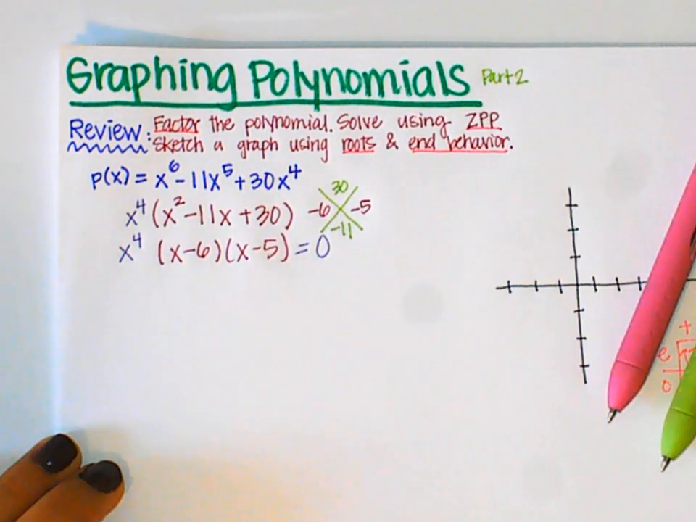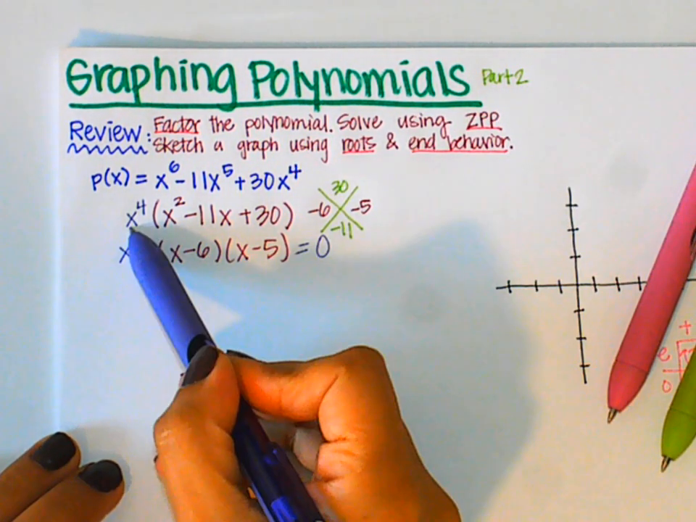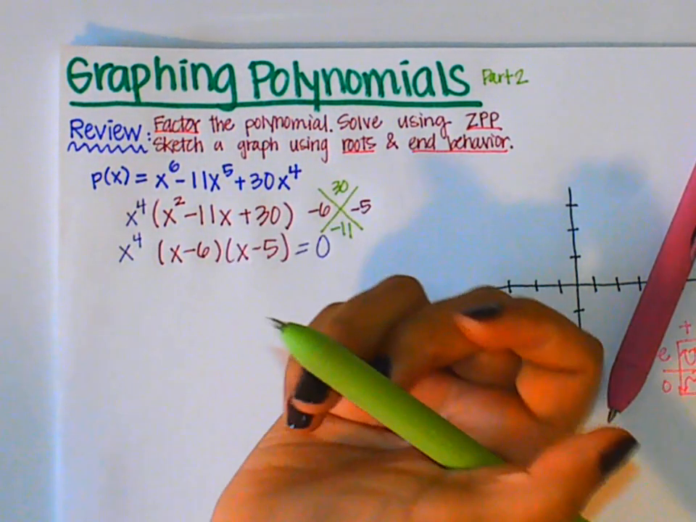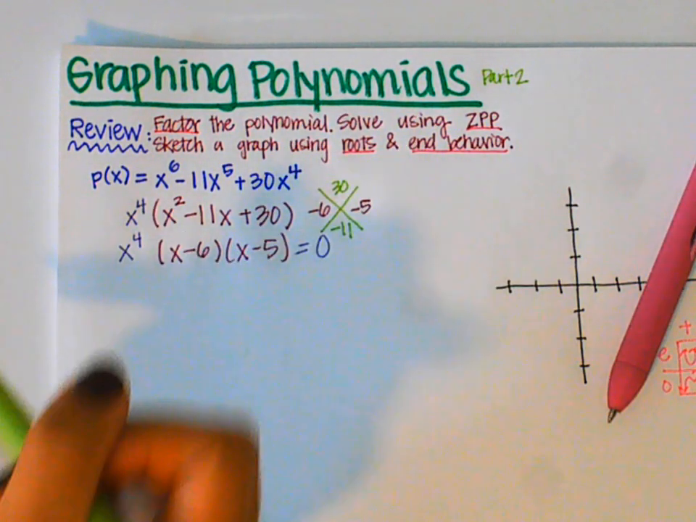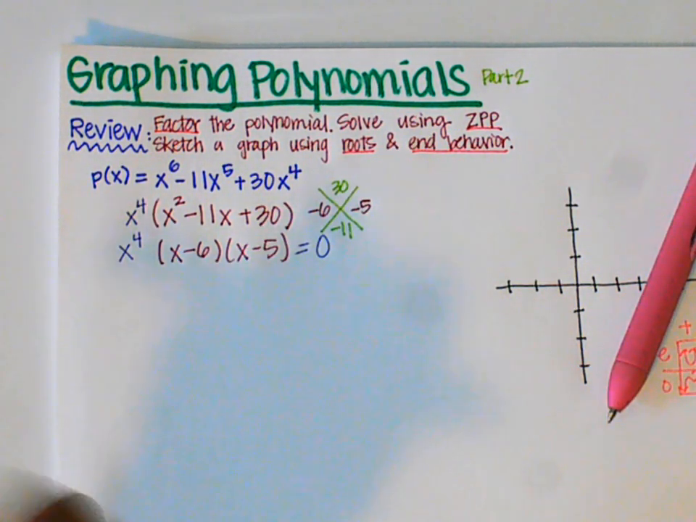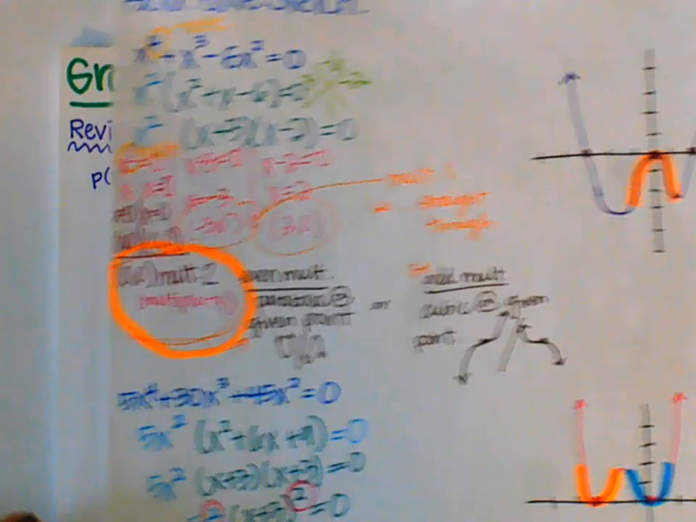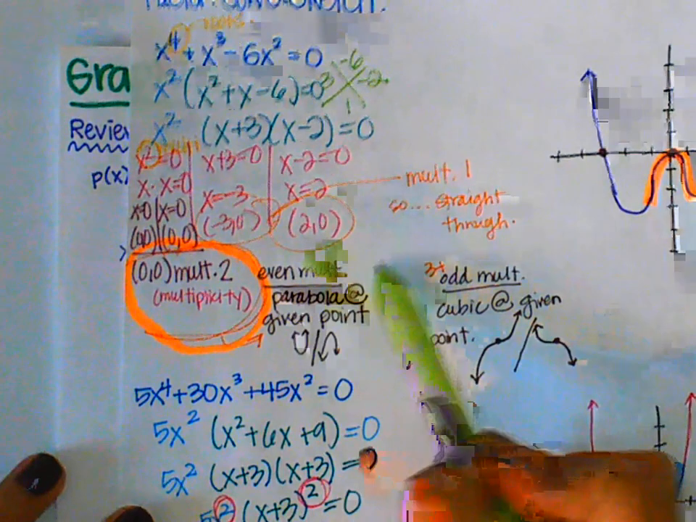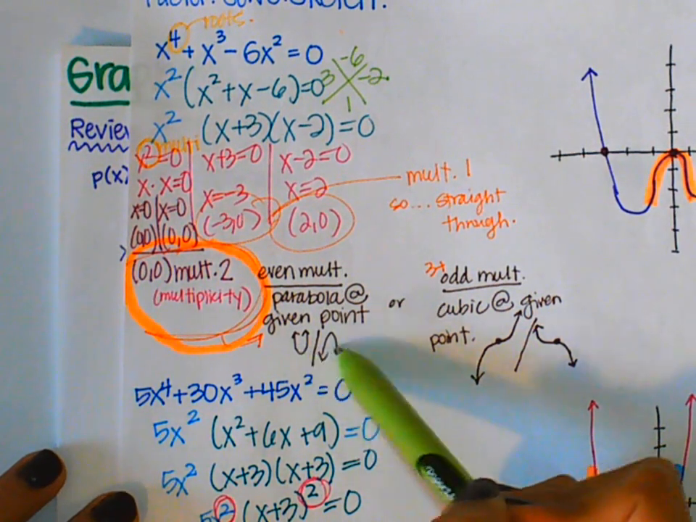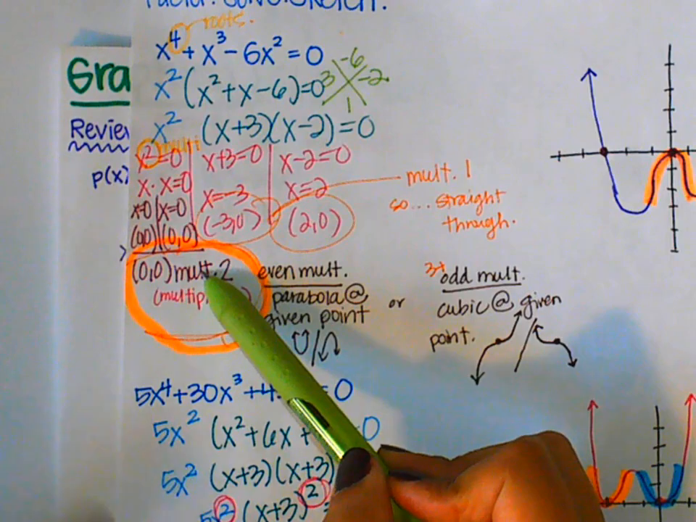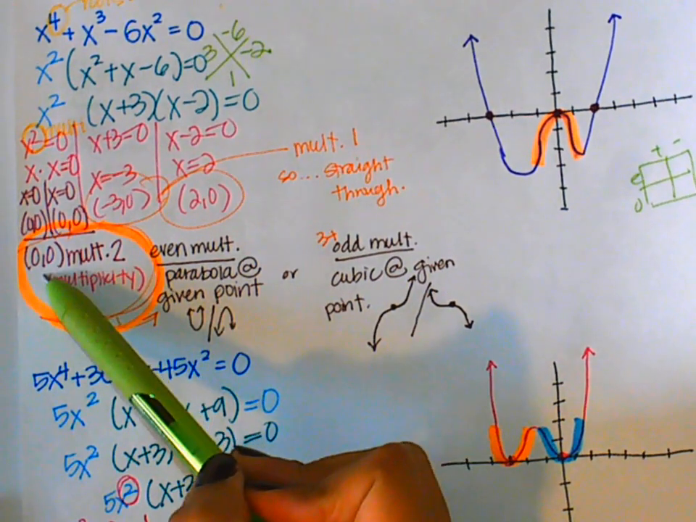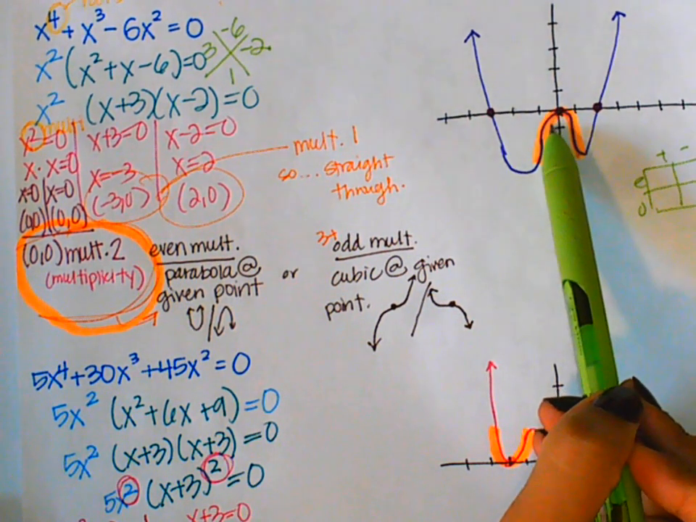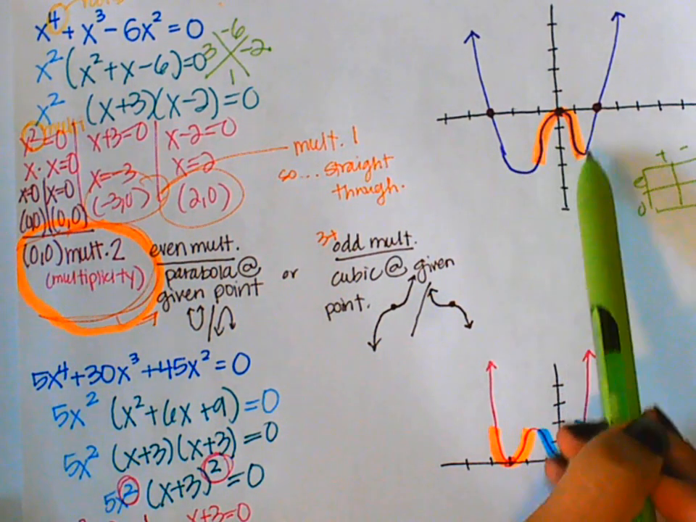So before I move on to the zero product property, I want to talk about this x to the power of 4 real quick. Remember that we are going to have a multiplicity here because of the exponent. When I did that problem in class, depending on what class you were, I gave you some version of this. So if it's an even multiplicity, it's going to have a parabolic shape, meaning it's going to be one of these at that given point. So here we saw that this was a 0, 0 multiplicity 2. So at this point, 0, 0, we had a parabolic shape at that given point.